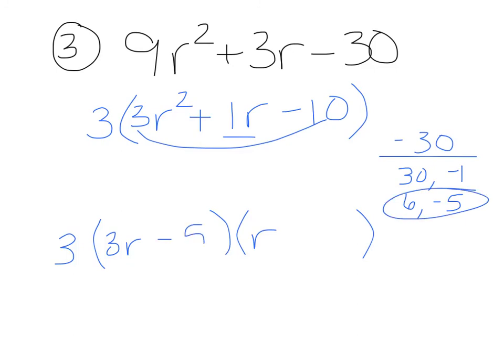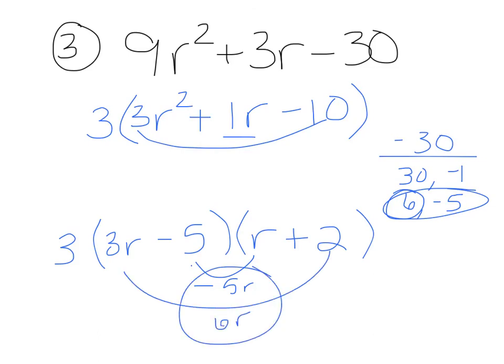We're going to put the minus 5 here because nothing times 3 will give us negative 5. But 3 times a positive 2 will give us the 6. So we're going to put a positive 2 there. That gives me negative 5r and 6r. And sure enough, those add up to 1r. So your answer would be this right here.